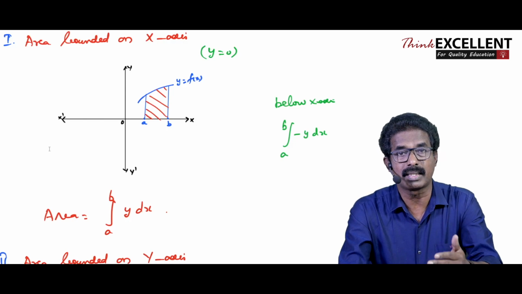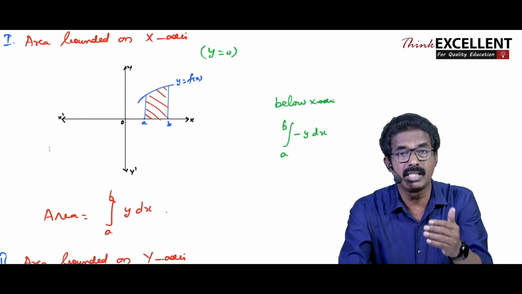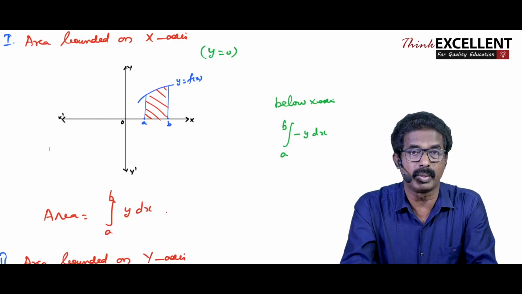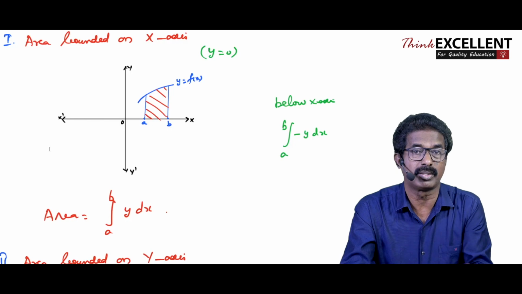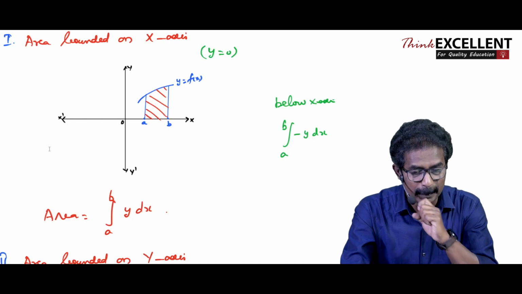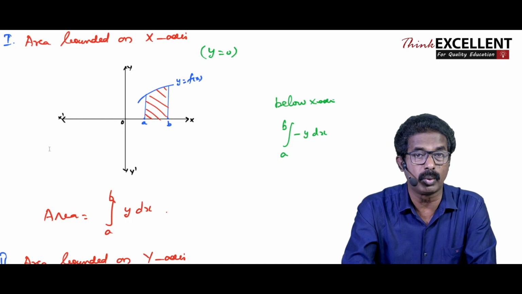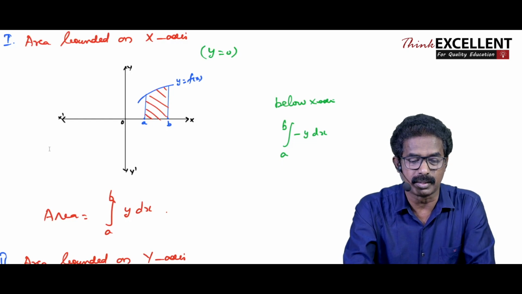If it is above the x-axis, it is y dx. If it is below the x-axis, either you say modulus of it or you say minus y dx. Anyhow, the answer should be positive; area cannot be negative. This is area bounded on the x-axis. Suppose the limit is not given, you put y equal to 0 and you can find the limit.